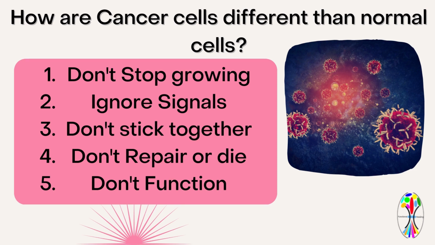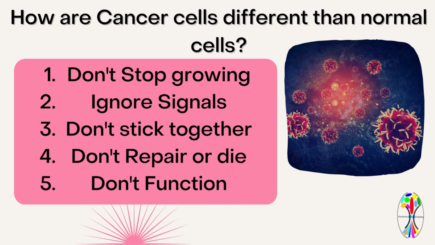The second difference is that cancer cells ignore signals. Cells send chemical signals to each other all the time. Normal cells obey the signals that tell them when they have reached their limit and will cause damage if they grow any further. But cancer cells do not listen to the signals being given to them, which means that they are not under the control of the body's signaling system.